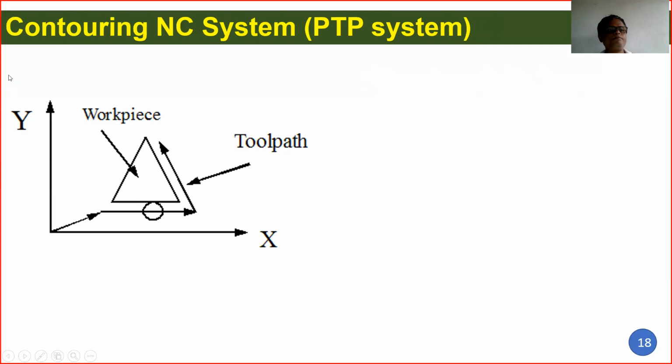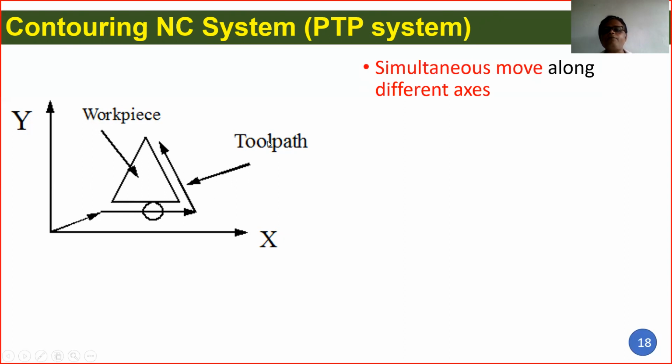Then contouring. It includes PTP as well as straight cut. Contouring means continuous path NC system. Continuous path means you can generate any path. You can generate any tool path from one location to another location. You can see the tool is moving in this direction, in this direction, in this direction. You can also do the radius programming. So simultaneous control of the axes is possible in contouring NC system. So simultaneously it moves along different axes.